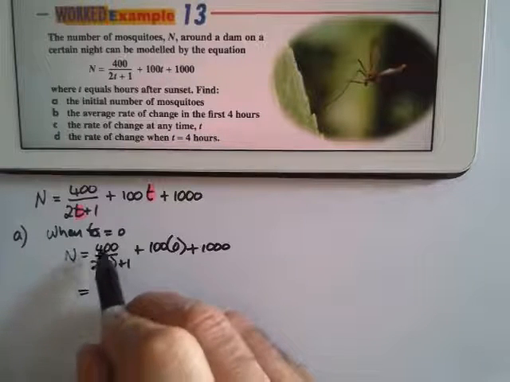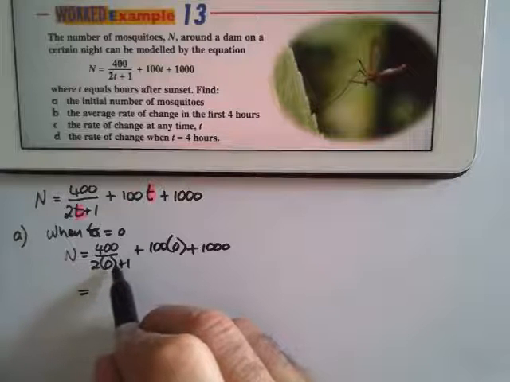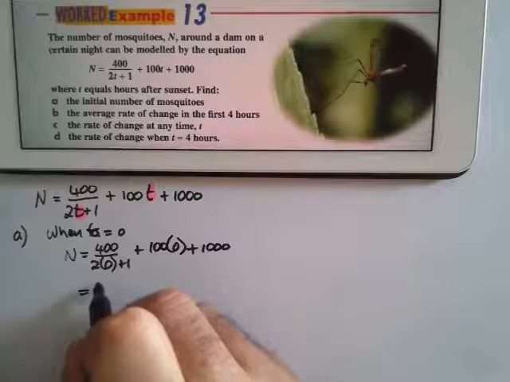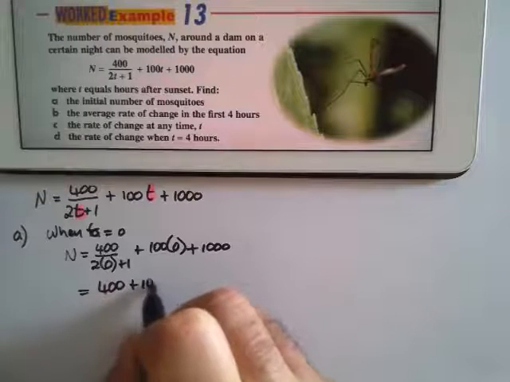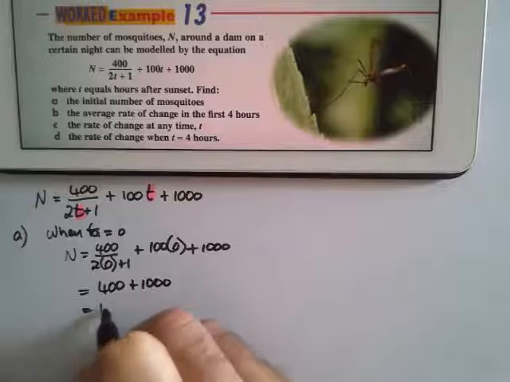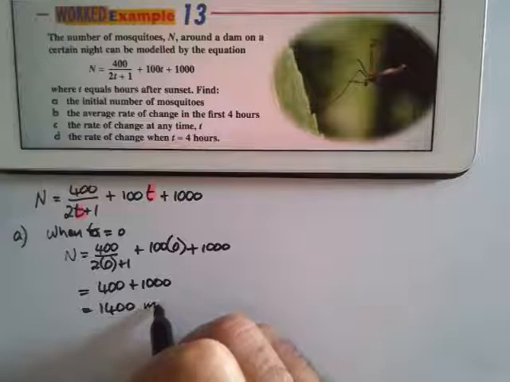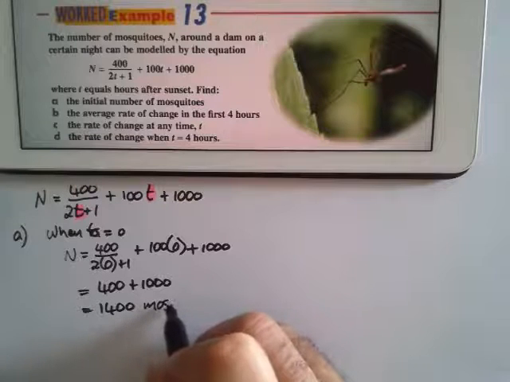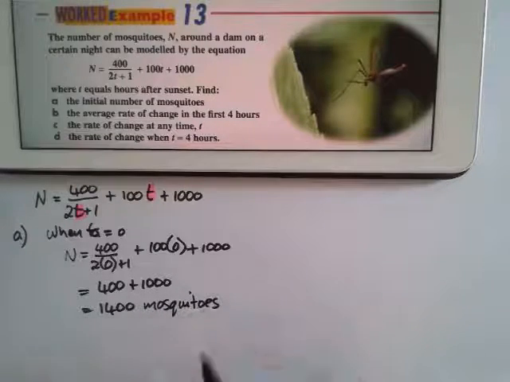Now 2 times 0 is 0, plus 1 is 1. 400 divided by 1 is 400. That is 0, plus 1000 will give us 1400 mosquitoes. So that is A done.